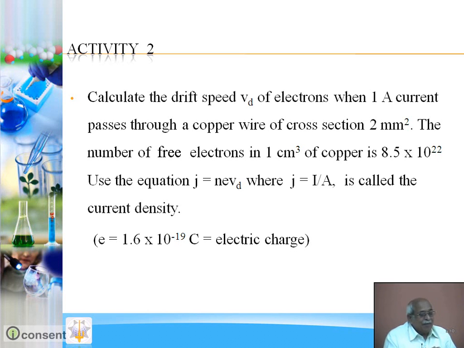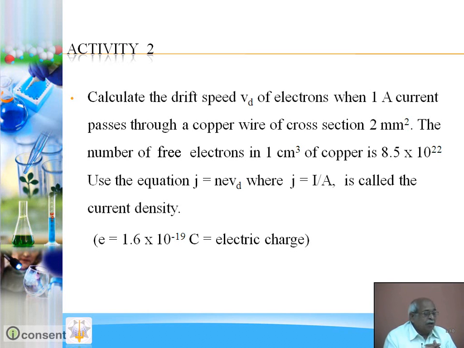In this second activity, you can work on actual drift speed. You have some realistic data here. Realistic. These are true figures, not imaginary figures. And you can calculate the drift speed. For that, equations are given to you.